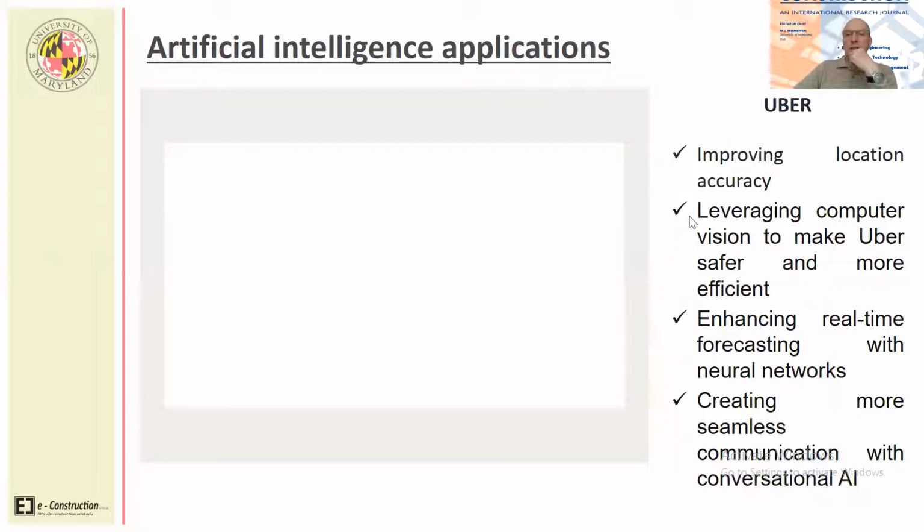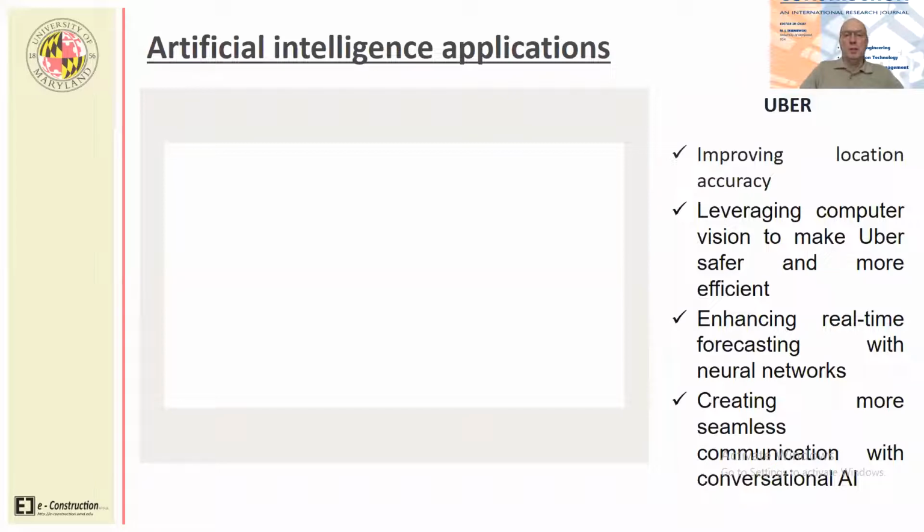So they also leveraged computer vision to make the trips safer and more efficient, especially right now in the COVID-19 age and security scares. There were quite a few incidents with unsafe drivers and even bigger crime. Now being able to monitor the ride from beginning to the end is a huge boost to their business. And also enhancing real-time forecasting using neural networks of supply and demand of rides for individual customers, and creating seamless communication with conversational AI, so they don't have to employ too many humans, given the fact that in developed countries, human labor is quite expensive.